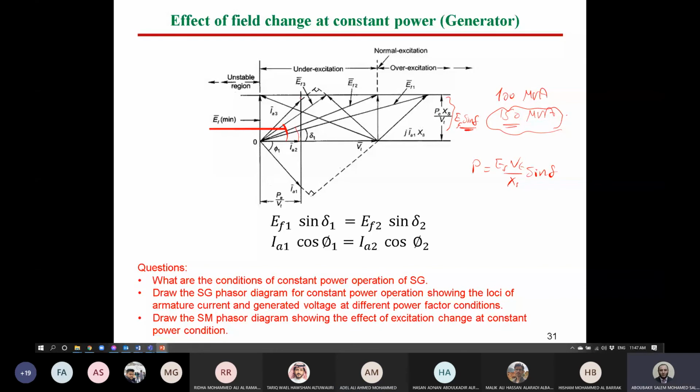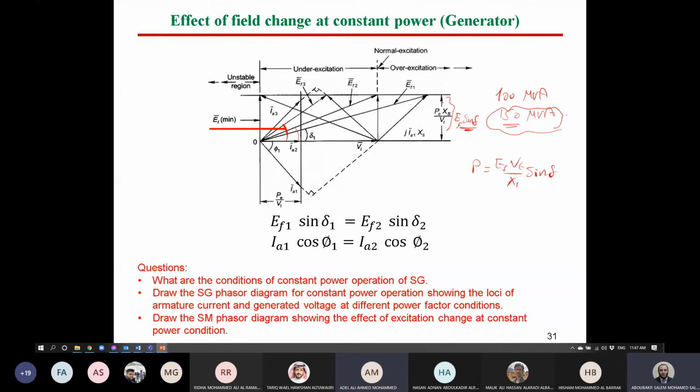If you have a look at the three vectors of E_F, you will find that E_F sine delta is equal for all of them. Is it right? Right, guys? E_F1 sine delta 1 will give you this length. It's the same as E_F2 sine delta 2, similar to E_F3 sine delta 3. Right or wrong? Yes, yes.